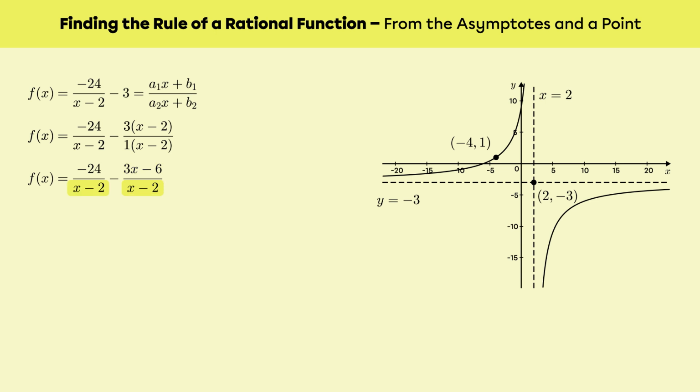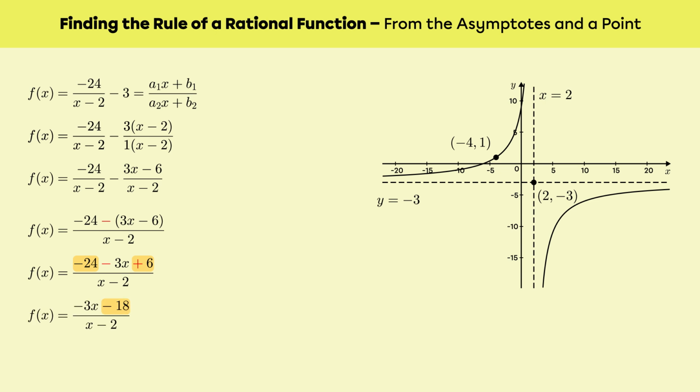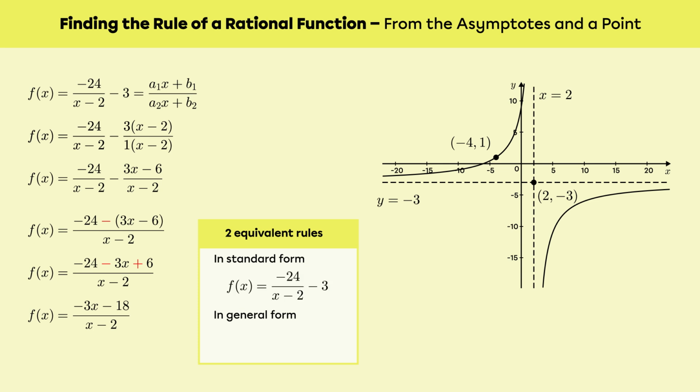Now, since the two fractions are over the same denominator, the numerators can be subtracted while being careful to distribute the negative properly. Finally, by adding the like terms, we get the rule in general form. In other words, the following two rules are equivalent. In standard form, the rule for the function is f of x equals negative 24 divided by x minus 2, minus 3. In general form, the rule for the same function is f of x equals negative 3x minus 18 over x minus 2.